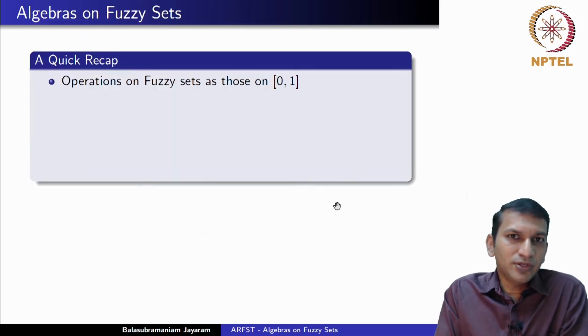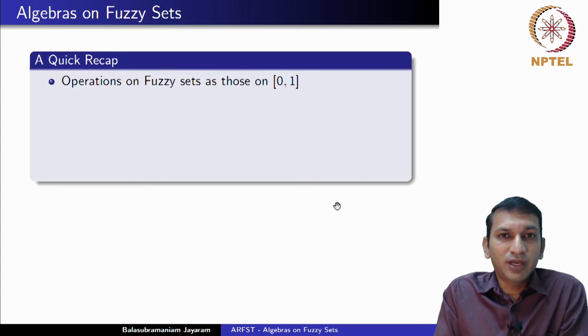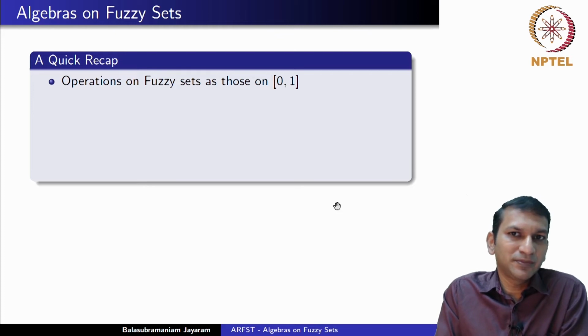Over the course of the last 2 weeks, we have seen how operations on fuzzy sets can be thought of as those being performed on the unit interval [0,1]. Note that the unit interval [0,1] comes here because it forms the codomain of the corresponding membership functions.